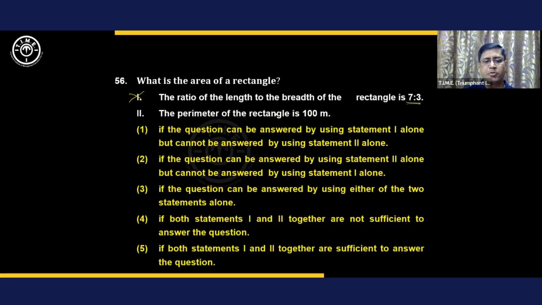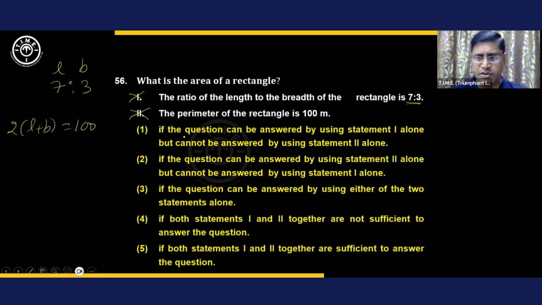What about the second statement? Perimeter is given as 100. What do you mean by perimeter? 2 of L plus B. 2 of L plus B is given as 100 meters. Now, in the first one, length and breadth ratio is given. So, is it possible to answer with the first one as well as the second one? No. Independently, these are insufficient to answer.